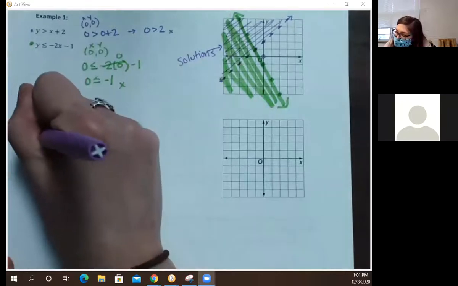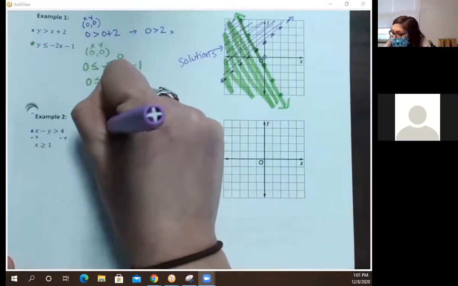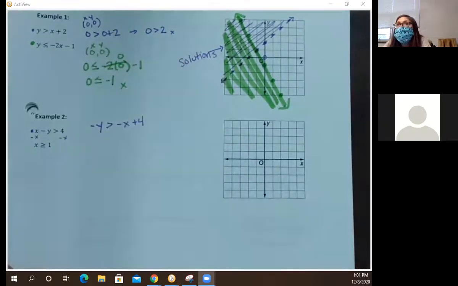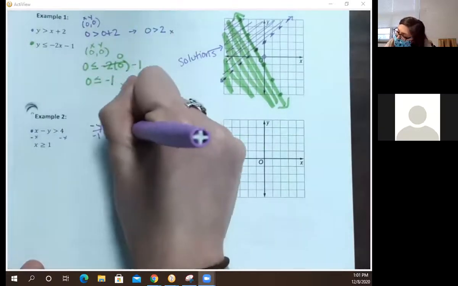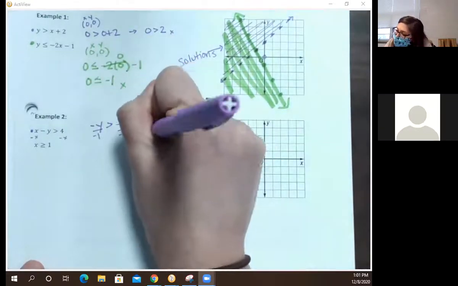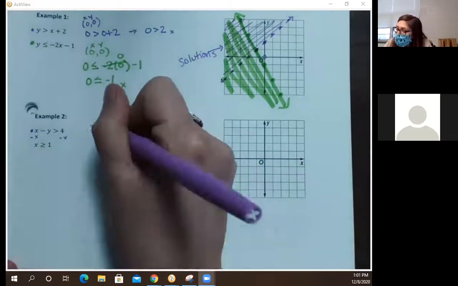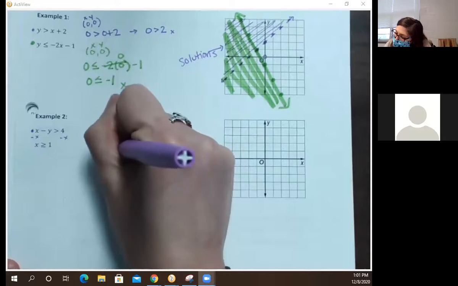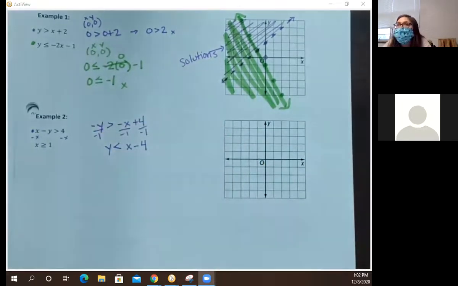I'm going to start by moving that x to the other side. So we would get negative y is greater than negative x plus 4. And then to get y by itself, I've got to divide everything by -1. Remember that for inequalities, when I multiply or divide by a negative number, I have to flip that inequality sign. So here I end up with y is less than x minus 4. Since we divided by a negative, we have to flip that sign.